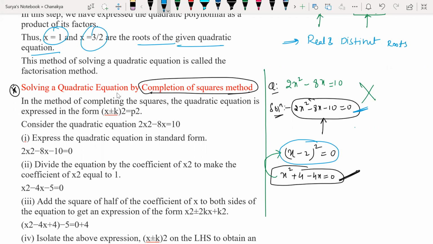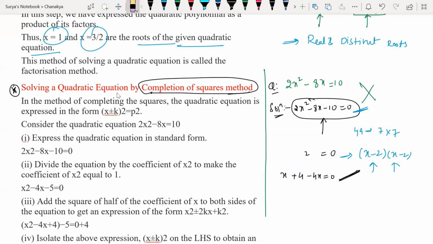Perfect square is nothing but what, beta? If I say 49, 49 is a perfect square or not? 7 into 7, I'm writing. Here x minus 2 whole square, I'm saying it is a perfect square. How can you say it is a perfect square? Because I can write it as 2 times like this, both are the same. Now leave this. Now let's jump into the question. How can I make the given quadratic equation as a perfect square?